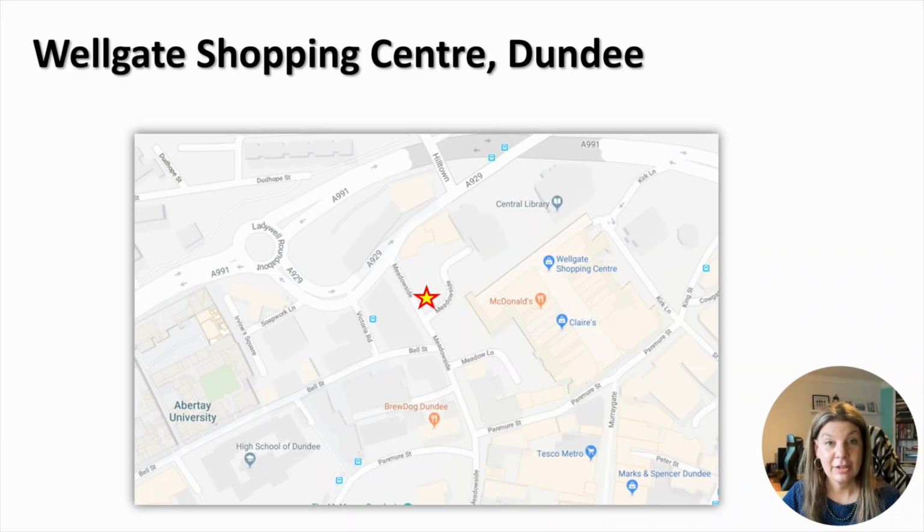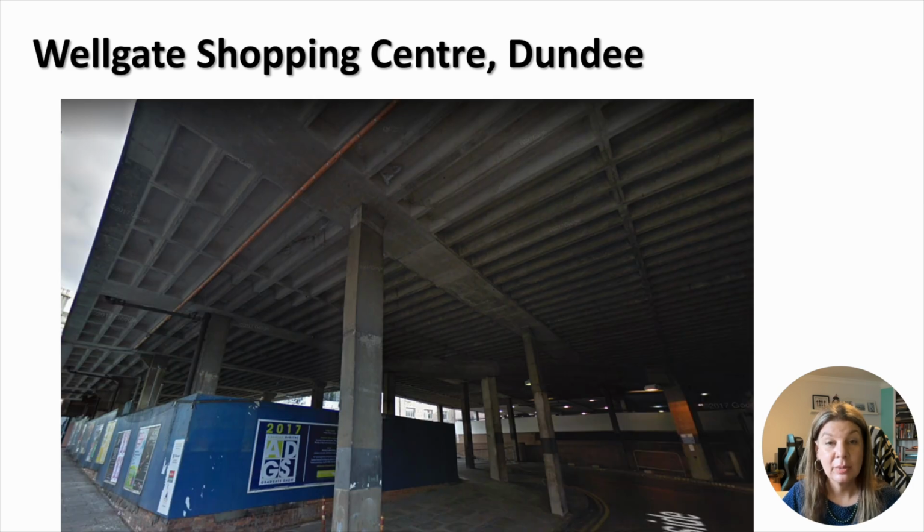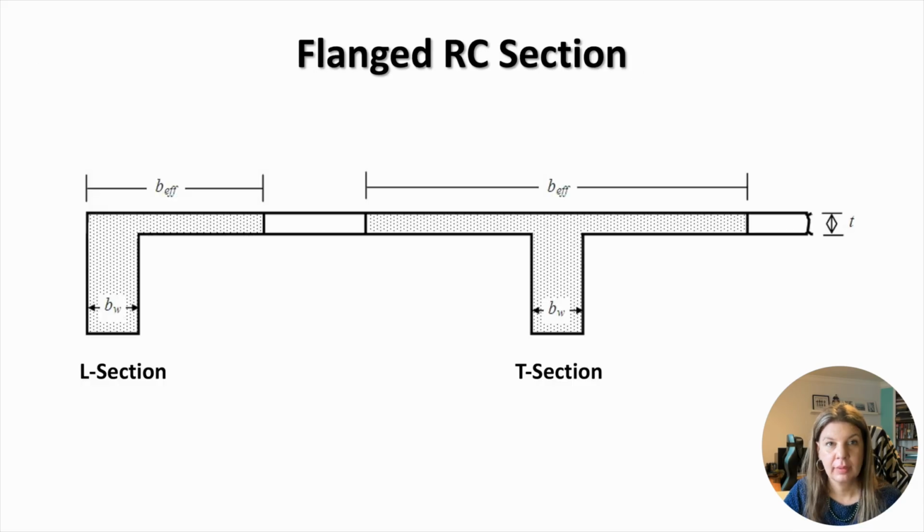To understand flanged sections, let's look at what that looks like in real life. We'll look at the Wellgate Shopping Centre, which is located in Dundee, Scotland. Here you can see the Wellgate's reinforced concrete floor, which consists of a continuous slab monolithically cast with beams. A cross-section of such a floor would look something like this. As you can see, the beam will interact with part of the slab, creating a flanged section.